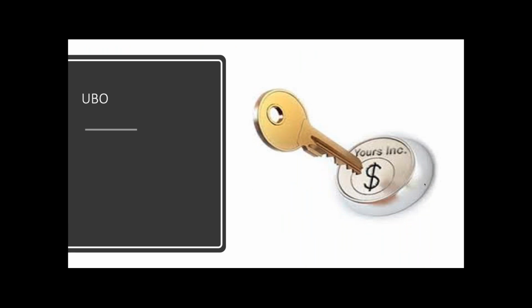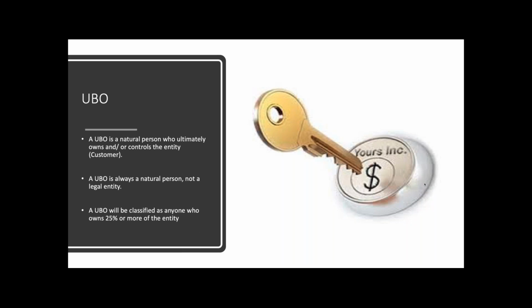Now that we've established that foundation understanding, we're going to come back to it in a minute. So, who then is a UBO? A UBO is a natural person who ultimately owns or controls the entity, which is the customer. A UBO is always a natural person, not a legal entity. A UBO will be classified as anyone who owns 25% or more of an entity, which means anytime an individual is identified to own 25% of an entity, then we regard them as a UBO.